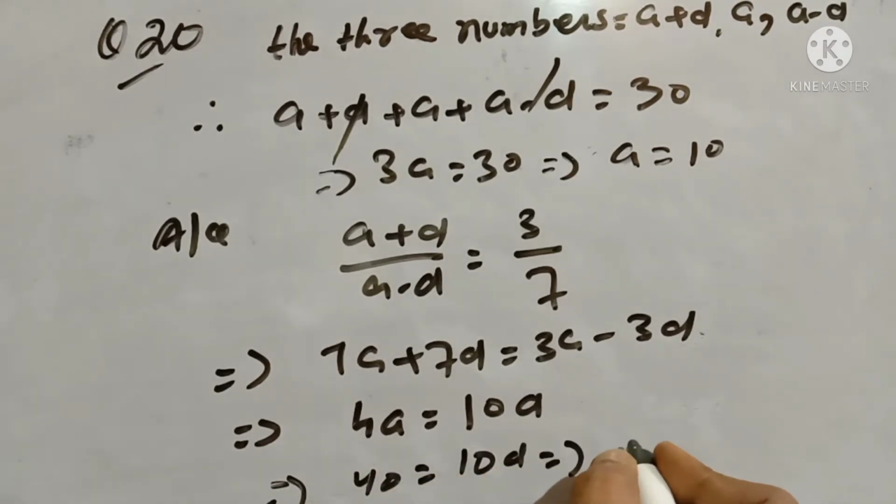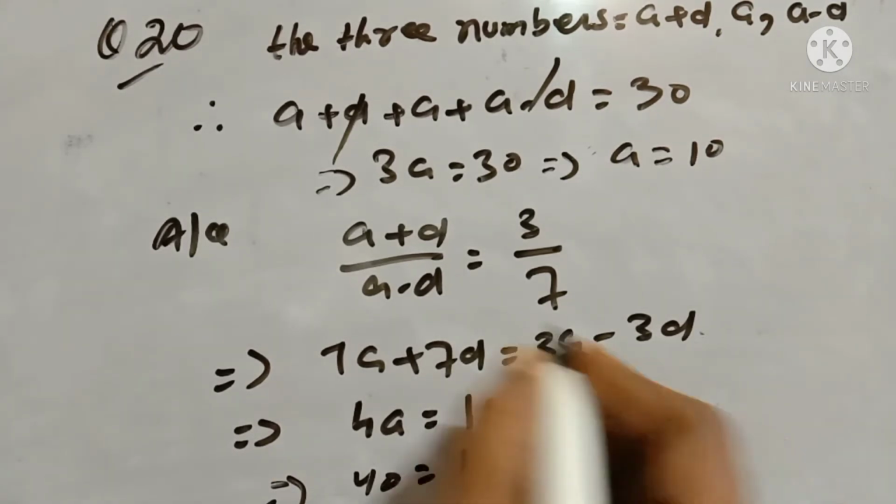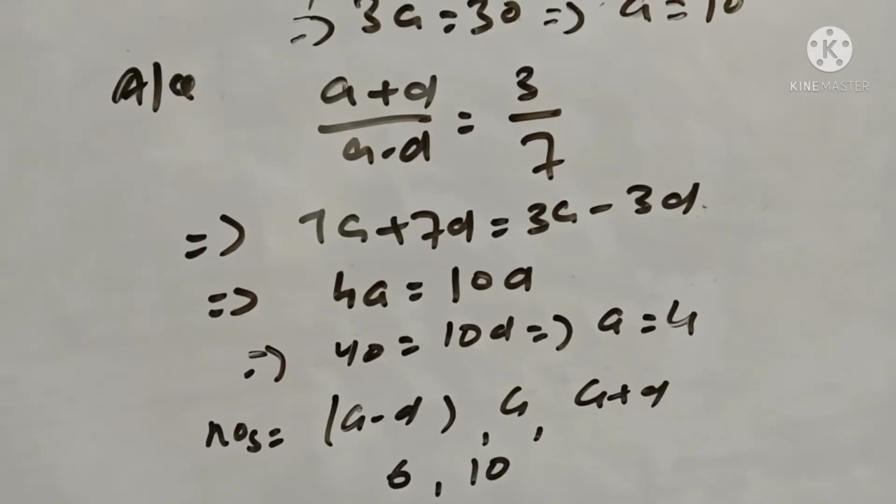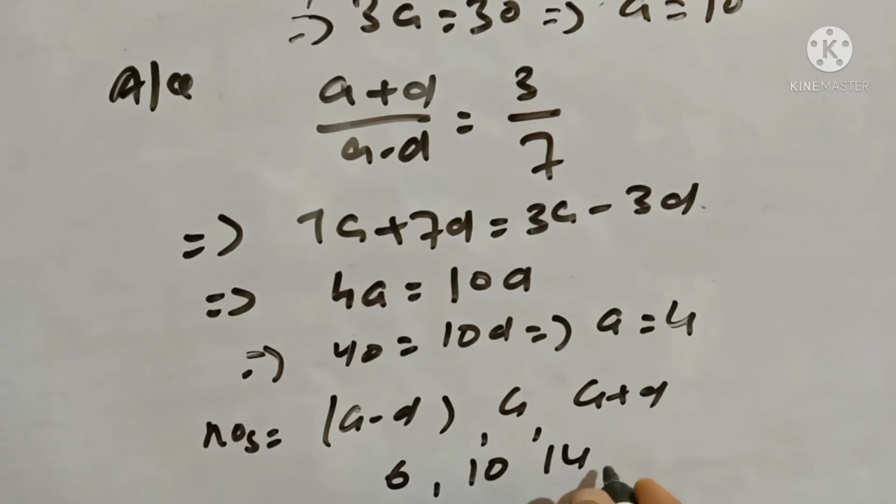This implies that d is equal to 4. Therefore the numbers are what? a minus d, a and a plus d means 10 minus 4, that is 6, 10, and 10 plus 4, that is 14. So 6, 10 and 14 are our required answer.